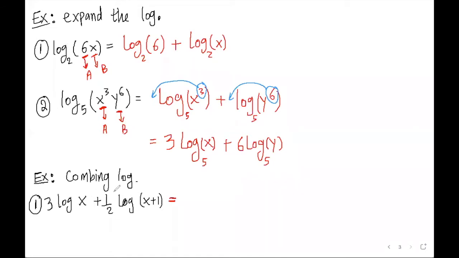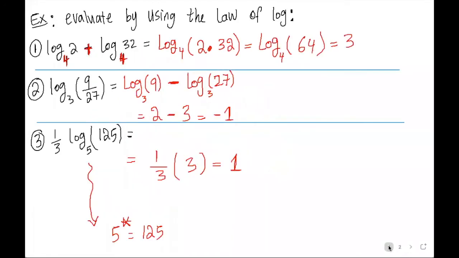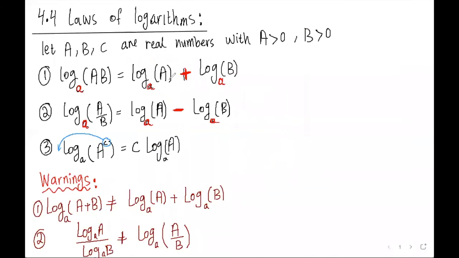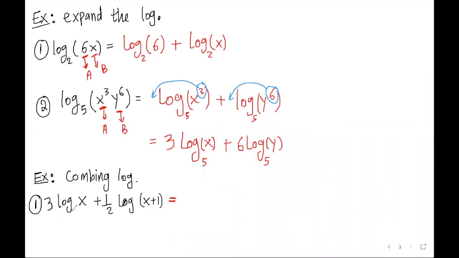How can I combine this? So combining means going from this way to this way. First of all, the base here is 10. Why? This is the common logarithm. Like I said last time, we don't have to write the base. If the base is not written, it means base 10. This is called the common logarithm from last time.